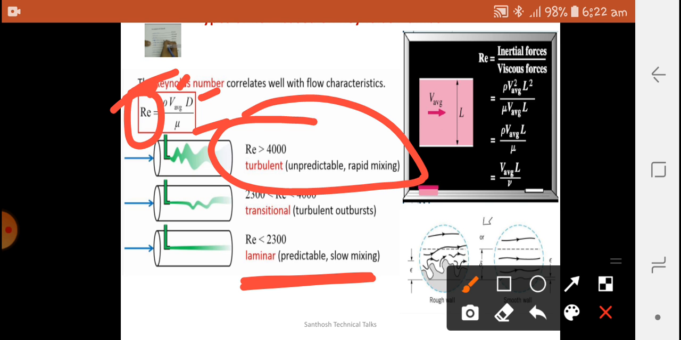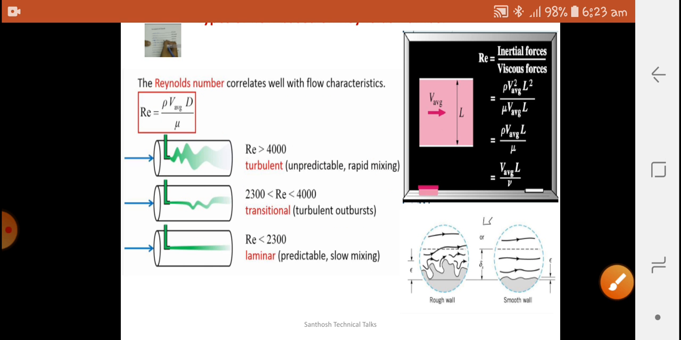I am saying slow mixing and rapid mixing: in the flow of the jet we put an ink at the center of the pipe. If the ink stream is straight, well defined and predictable in nature, it is called laminar. If it mixes easily, then it is called turbulent. If the Reynolds number value is between 2300 and 4000, it is called transition. The laminar to turbulent transition is there, so you can see the turbulent outburst.